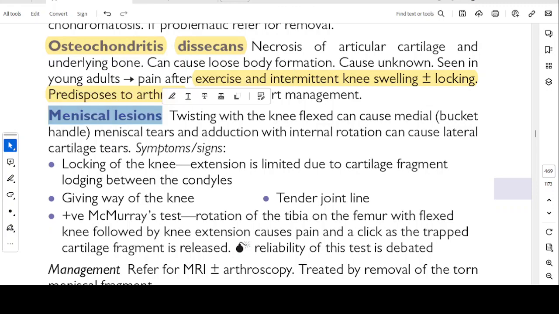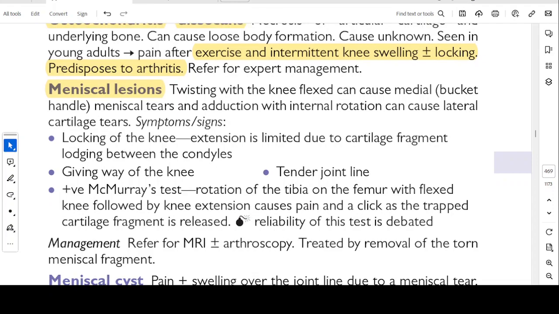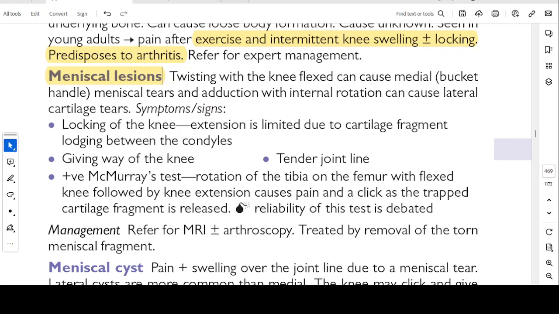Meniscal lesions. Twisting with the knee flexed can cause medial bucket handle meniscal tears, and adduction with internal rotation can cause lateral cartilage tears. Okay, twisting with knee flexed and then adduction with internal rotation can cause lateral cartilage tears.